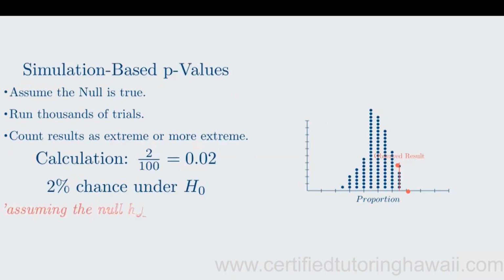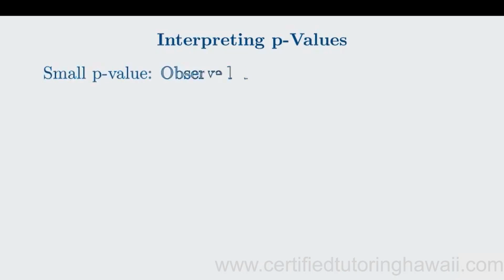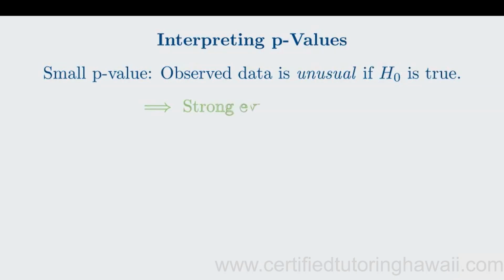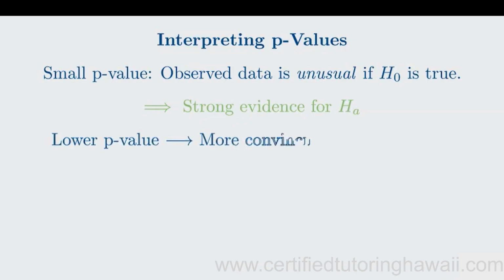When you interpret this, you must always include the phrase, assuming the null hypothesis is true. It is the foundation of the entire calculation. Now, let's talk about what the p-value actually tells us about our evidence. A small p-value indicates that the observed data is unusual if the null hypothesis were true. Because it is so unlikely to happen by chance, a small p-value provides strong evidence for the alternative hypothesis. The lower the p-value, the more shocking the data is, and the more convincing the statistical evidence becomes.